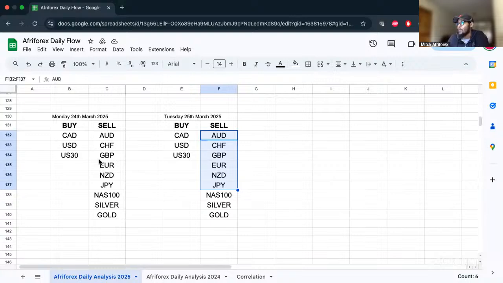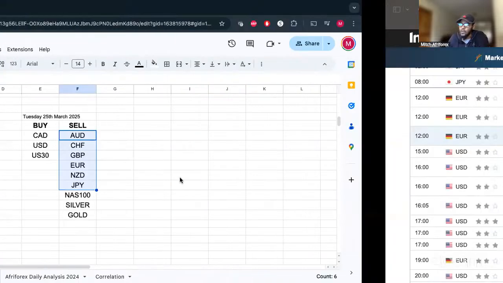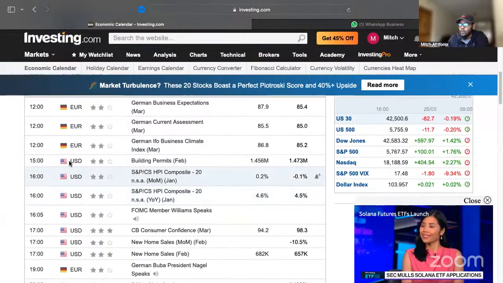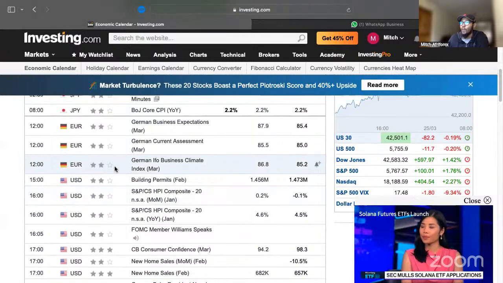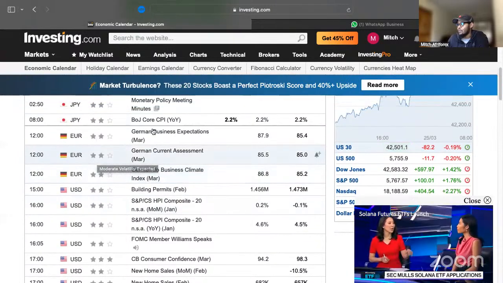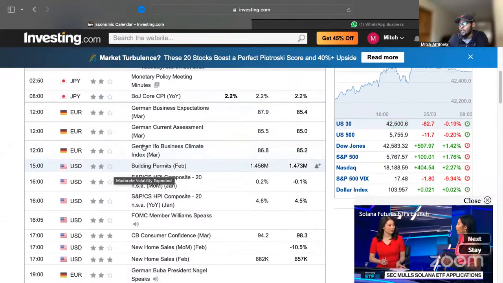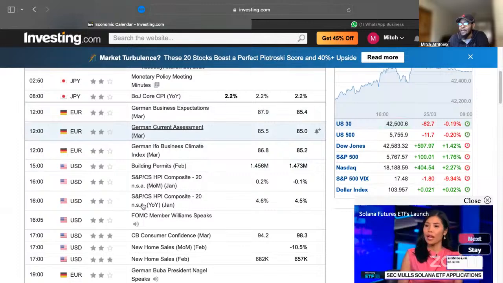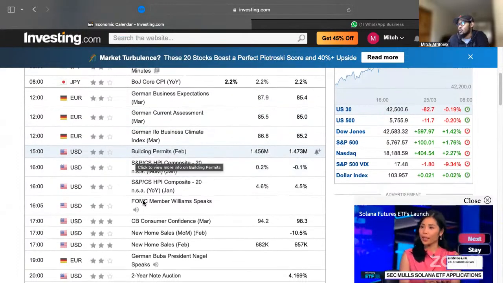Now, in terms of fundamentals, we do have some fundamentals coming out today during the London session. You can see around 12 o'clock for the euro. That seems like the only news event that is going to be coming out during the London session. We do have a number of more news coming out during the US session. So we expect at least some more volatility happening today during the US session.